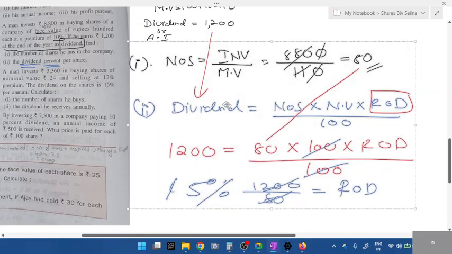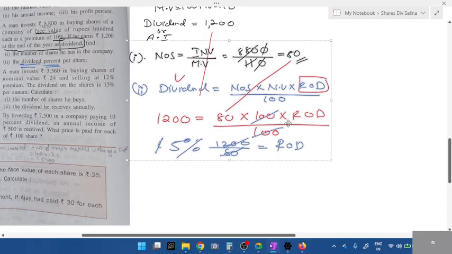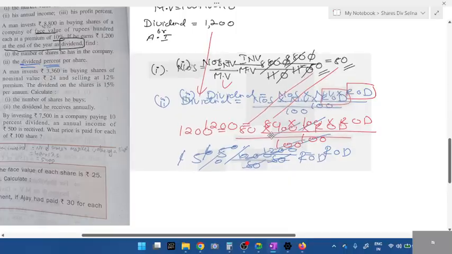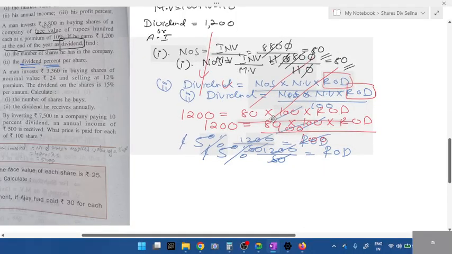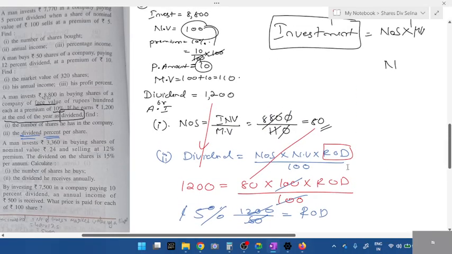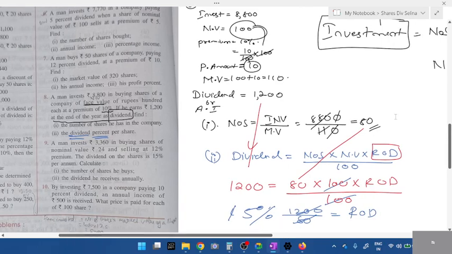Let me give one. This was the 8th question. Okay, try the ninth one, students. In the ninth one, except one thing, selling at premium. The dividend on share is 15%. They have given the word dividend and percentage is given.